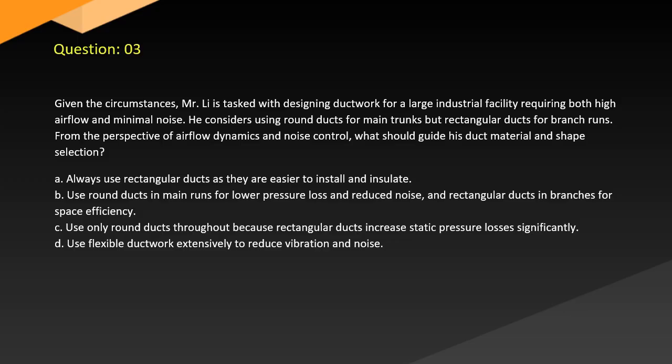A. Always use rectangular ducts as they are easier to install and insulate. B. Use round ducts in main runs for lower pressure loss and reduced noise, and rectangular ducts in branches for space efficiency. C. Use only round ducts throughout because rectangular ducts increase static pressure losses significantly. D. Use flexible ductwork extensively to reduce vibration and noise.